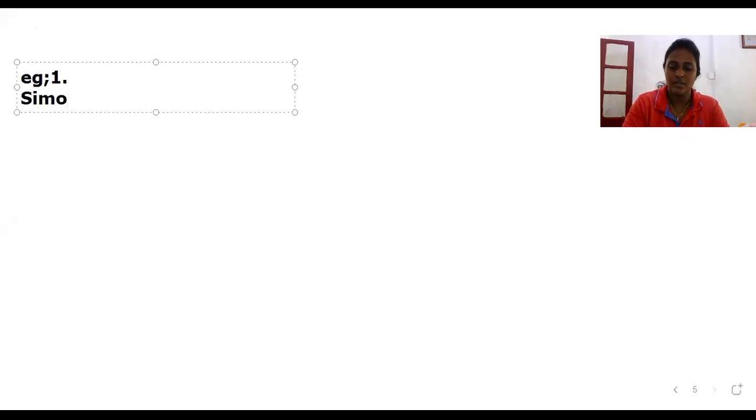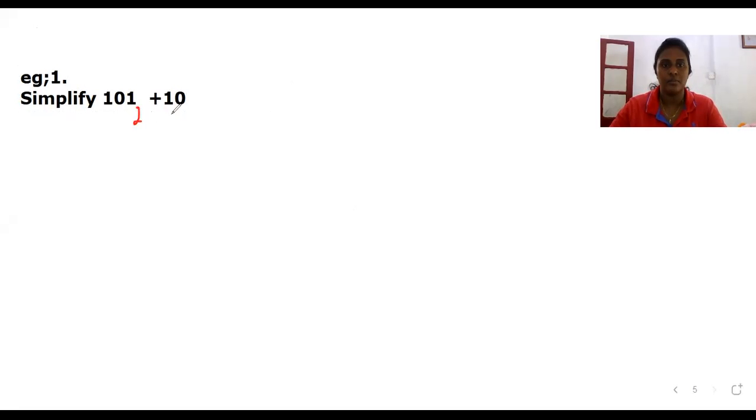Simplify. Normally, these questions are given under the tag of simplify. Right? You're asked to simplify 101 plus 10. These are two binary numbers. Right. So when these numbers are given across, you write them downwards, then it is easy. It is base 2. Always you have to put base 2.